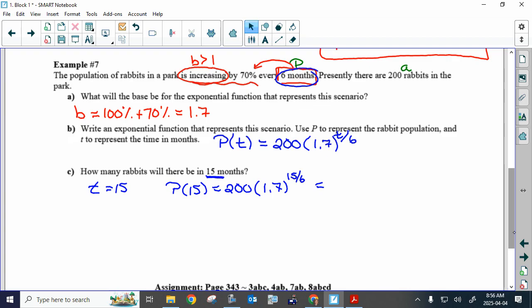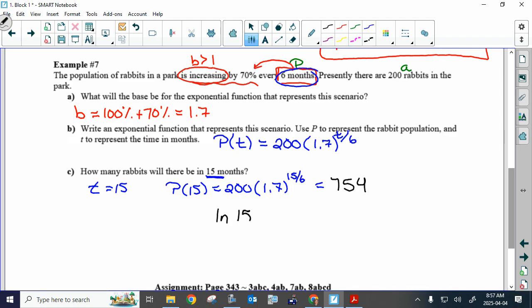Did you get that? So we would go 754. Okay, so in 15 months, the rabbit population will be 754.